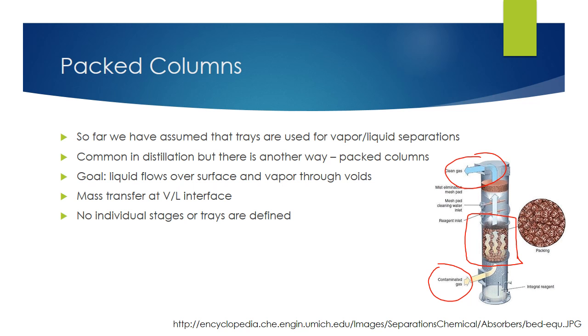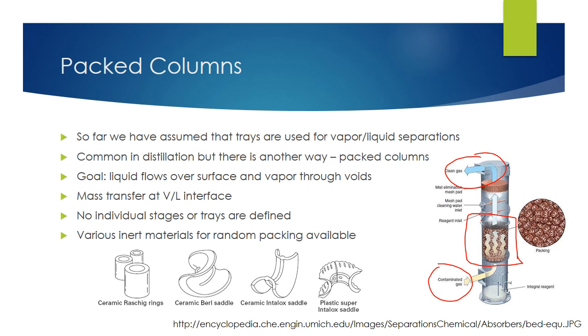So what this lecture is going to focus on is how these packed columns work and how to design them. And the idea is that you want very good vapor-liquid interface contact in a large amount of surface area so that you can get the separation to happen. But the challenge is that there's no individual stages or trays that are defined here. You have this continuous packing, and there's separation happening throughout that entire bit of packing.